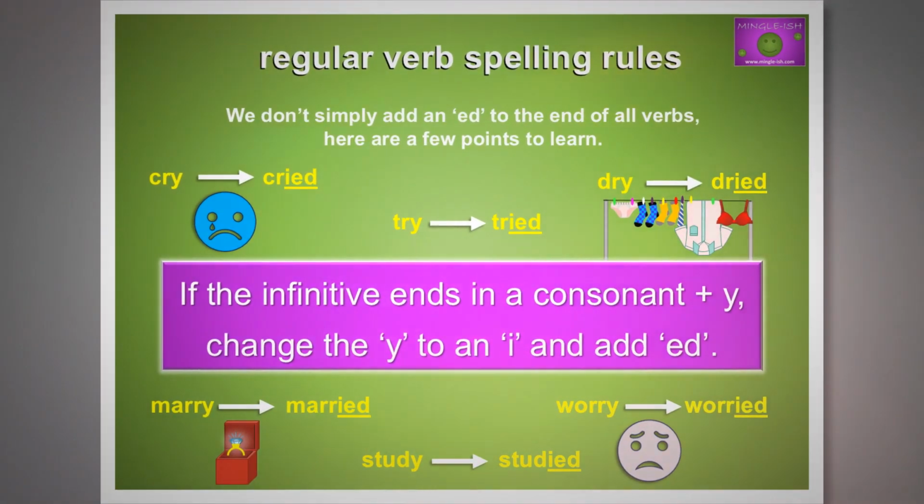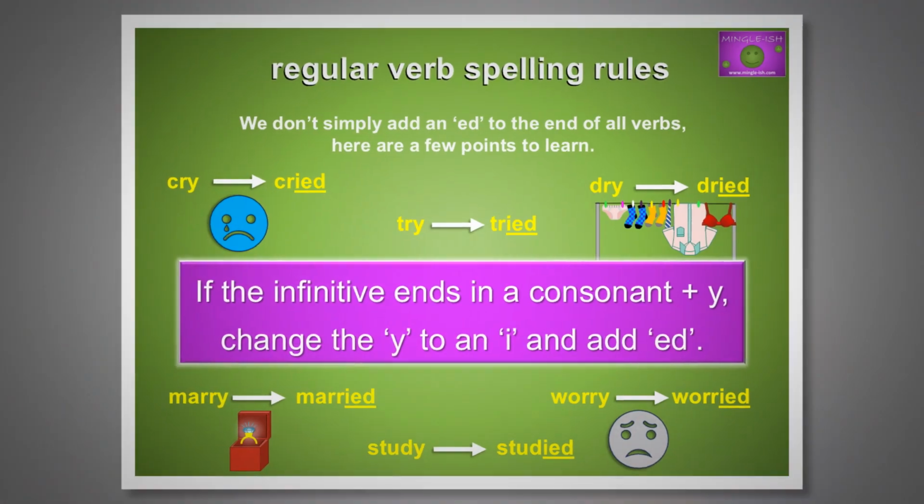The next rule is, if the infinitive ends in a consonant plus Y, change the Y to an I and add ed. For example, cry becomes cried. Try becomes tried. Dry becomes dried. Marry becomes married. Study becomes studied. And worry becomes worried. As you can see, the Y is changed to an I before adding ed.